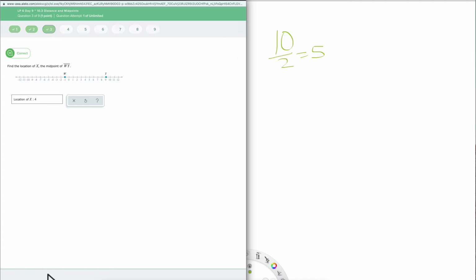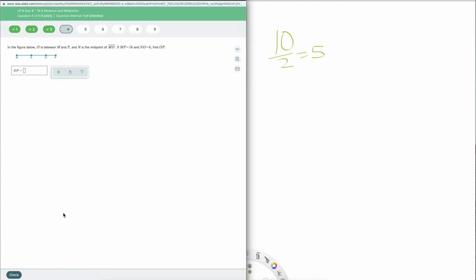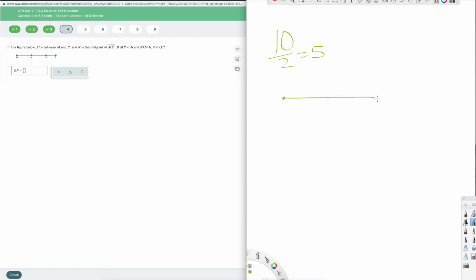So let's go to the next one. All right, so in the figure below, we have, and I'm going to draw this figure because I like drawing the figures. So much easier to look at if I have something to draw on. M-N-O-P. All right, so I have in the figure below, O is the midpoint of MP. Did I draw that real nice?